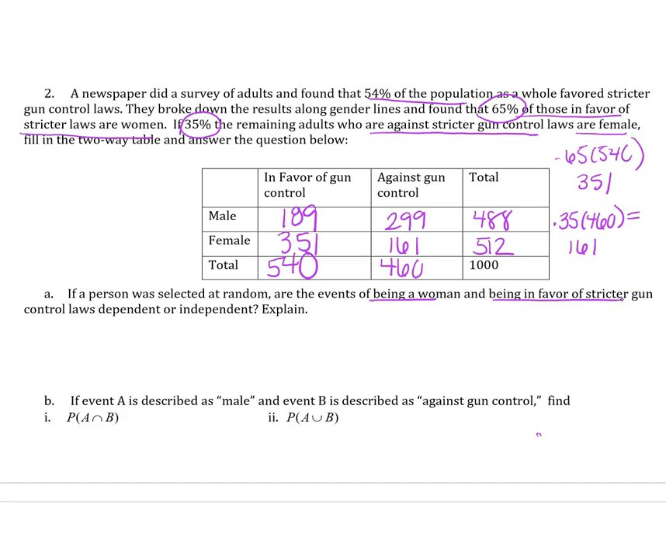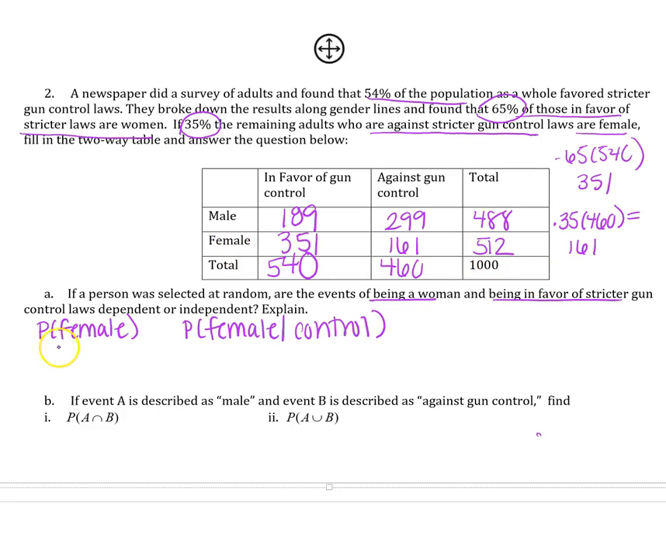Okay, so we need to figure out the probability of being female and the probability of female given they're in favor of strict gun laws, or in favor of gun control. I'll write it like that. So just being female, it looks like we have 512 out of our 1,000. So 0.512 is the probability. Females given they're in favor of control.